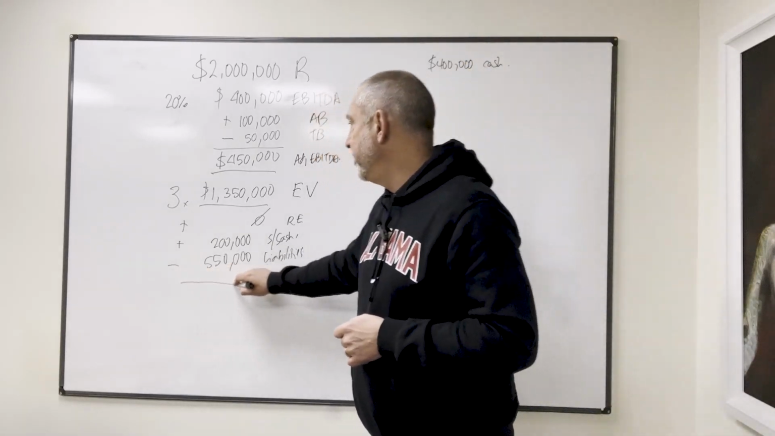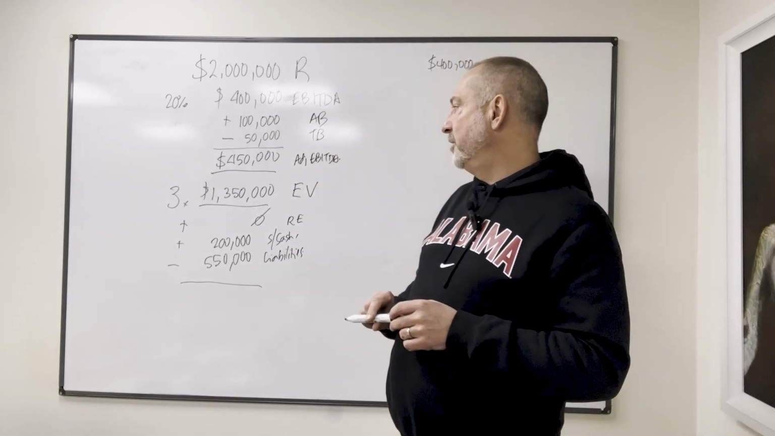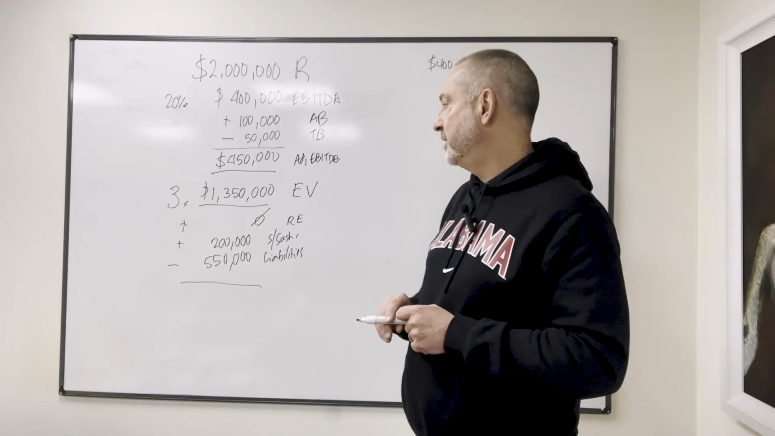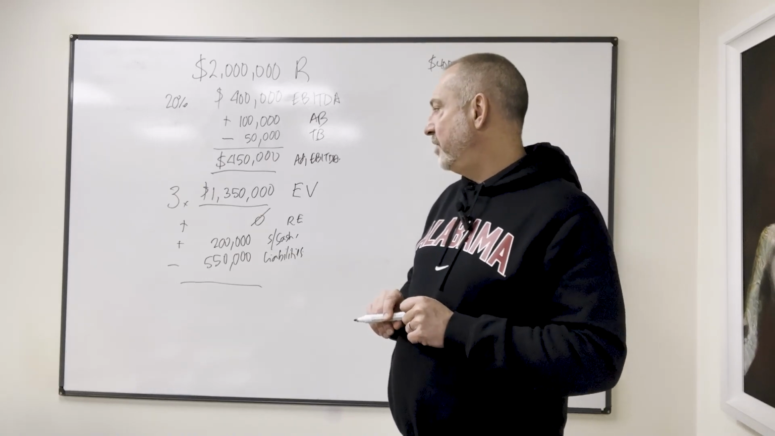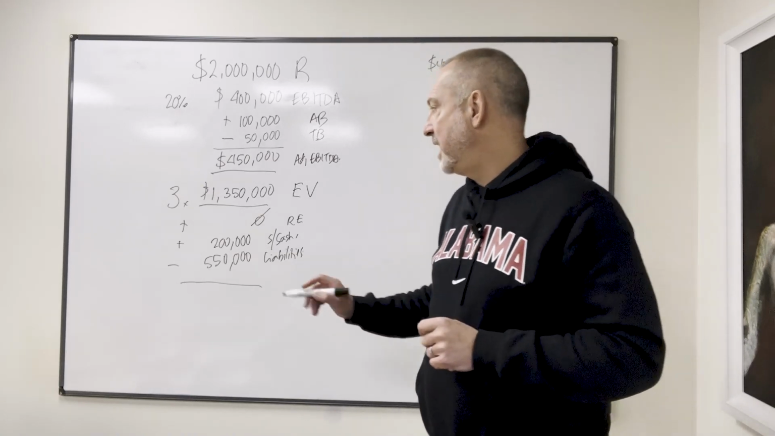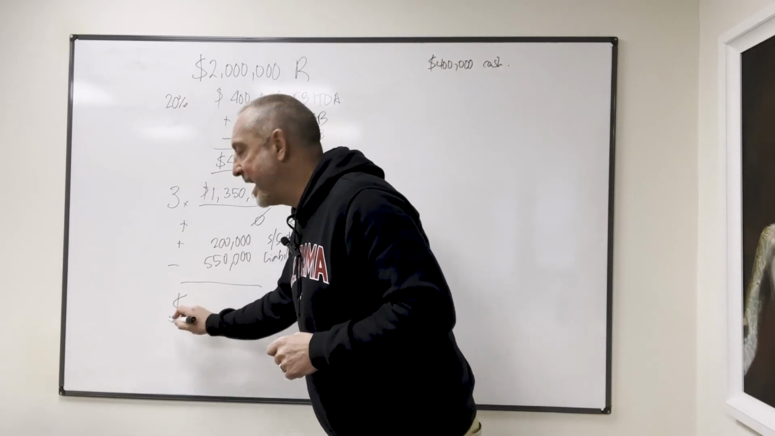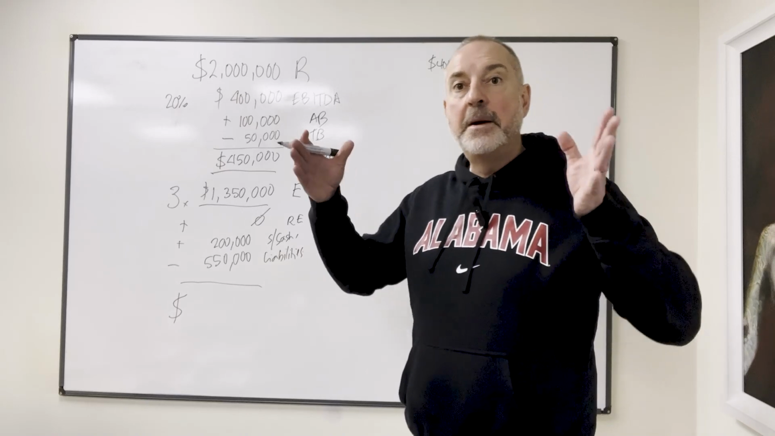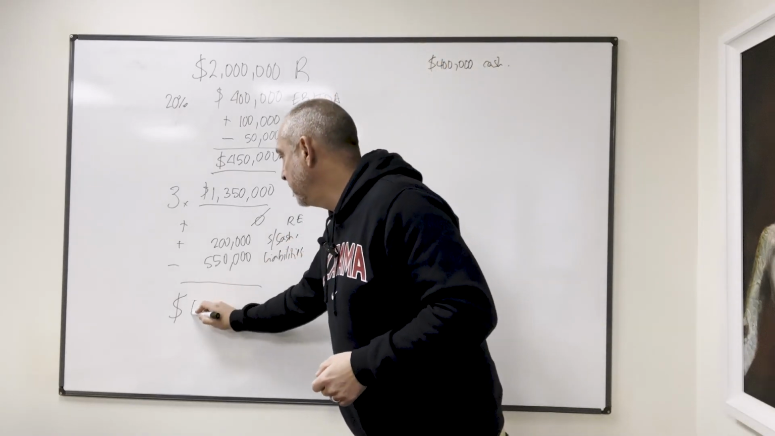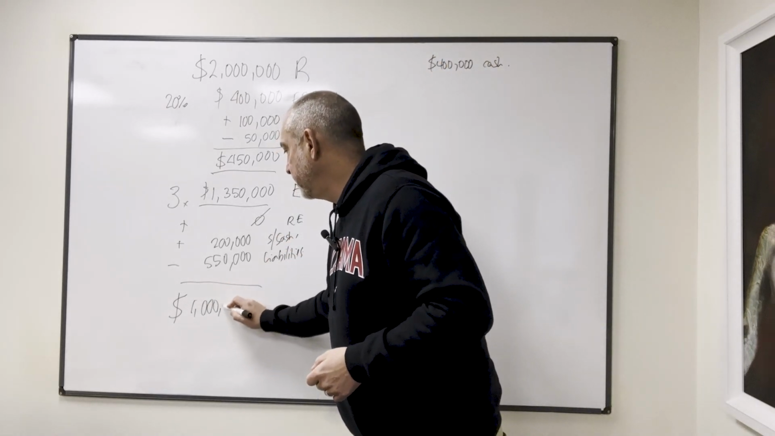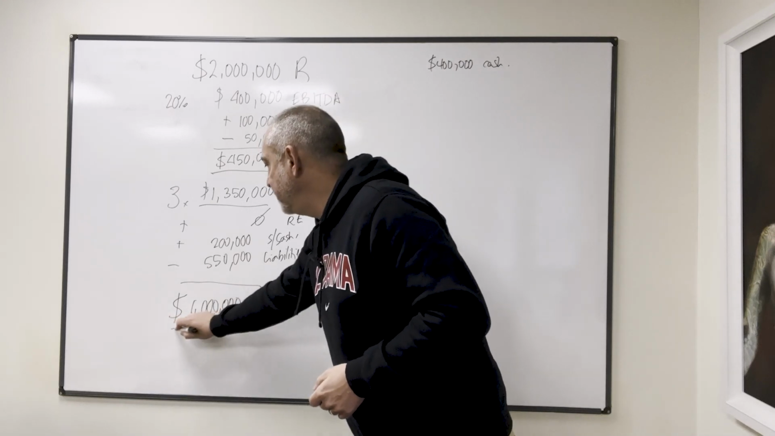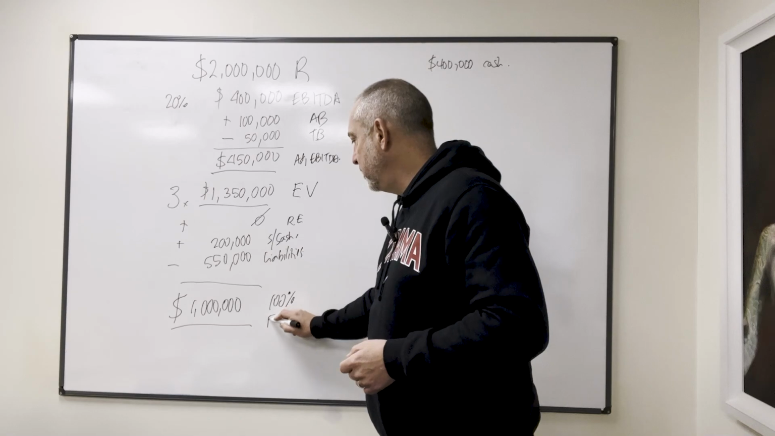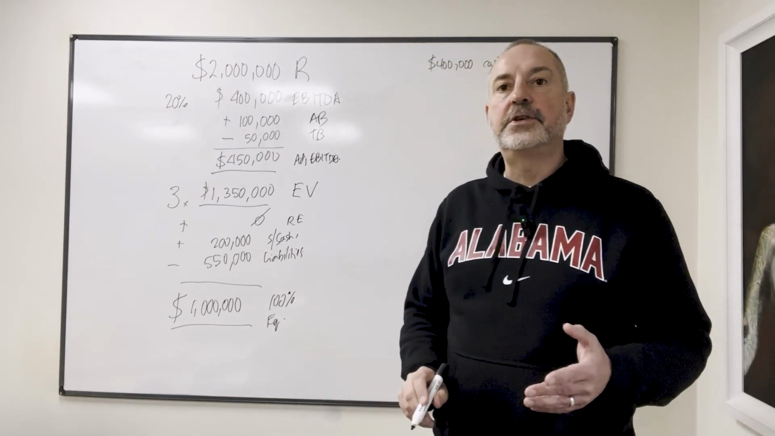So if I add all that up, I've got 1.35 million, then I've got £200,000 of surplus cash, no real estate, then I've got $550,000 of liabilities. So my equity value, what I'm actually paying to buy the stock in the company, buy the equity in the company, is $1 million. So $1 million is my valuation for 100% of the equity in the business, right?